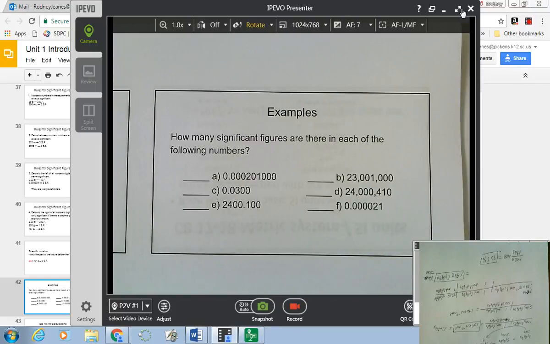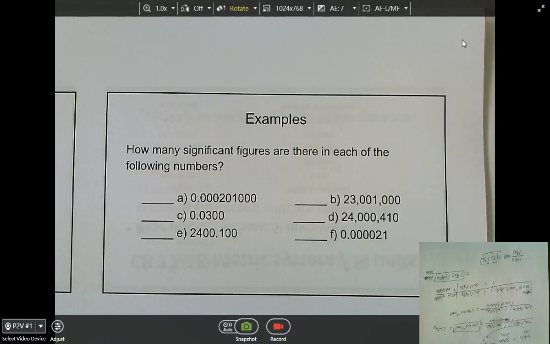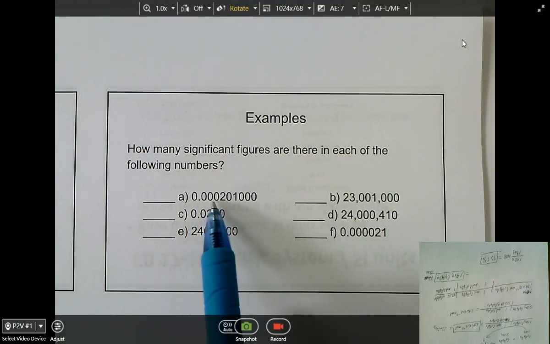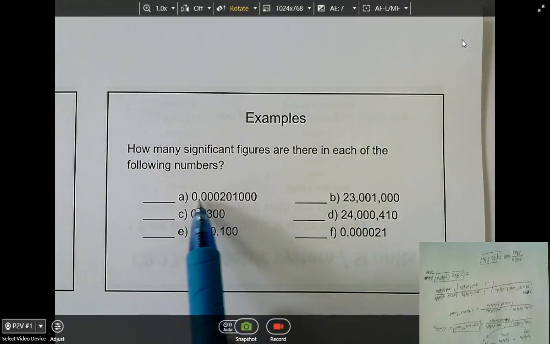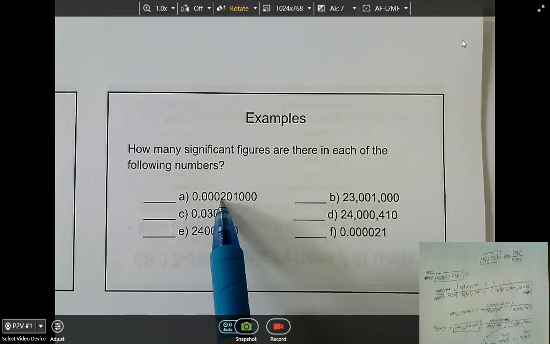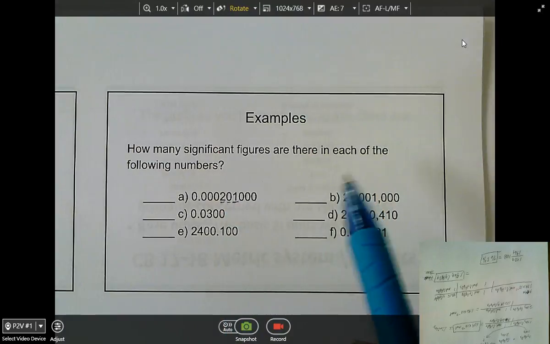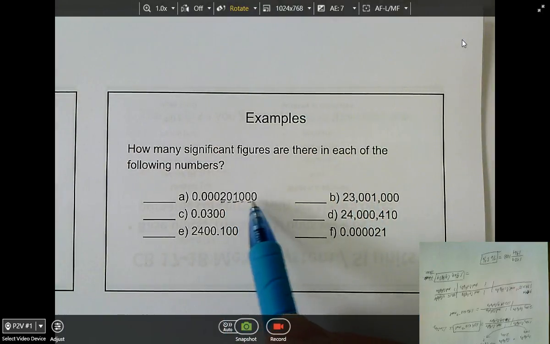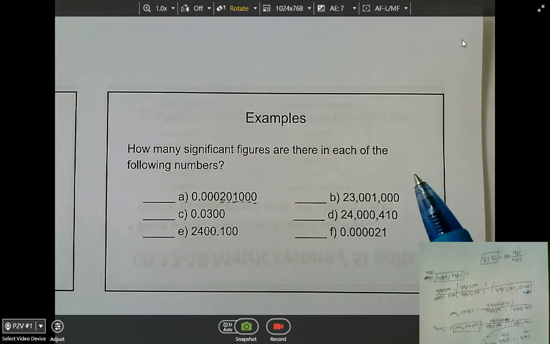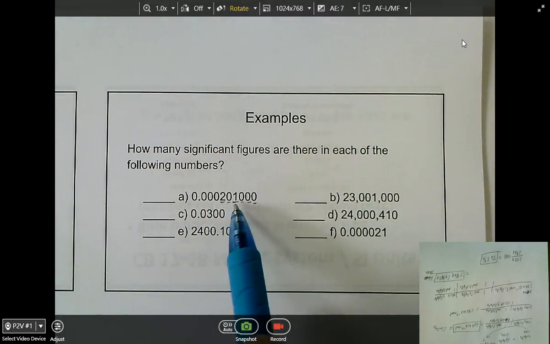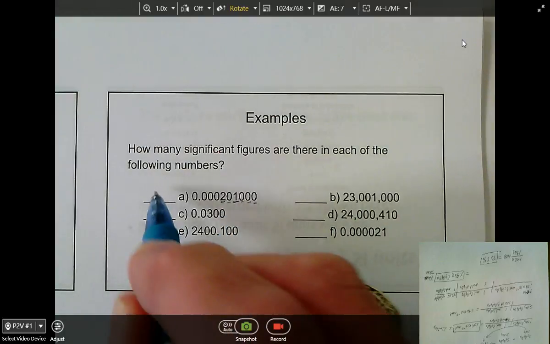Okay, so take a look at these examples for just a few moments here, and these are the ones that I told you to write down. So when you look at this first one right here, the leading zeros are to the left of all non-zero digits, so they do not count. This 2 would count, this 1 would count. This 0 is sandwiched, so it would count. These zeros are to the right of all non-zero digits, and there's the decimal, so they would count as well. So how many do we have? 1, 2, 3, 4, 5, 6, right? We count again. Yep, 1, 2, 3, 4, 5, 6.